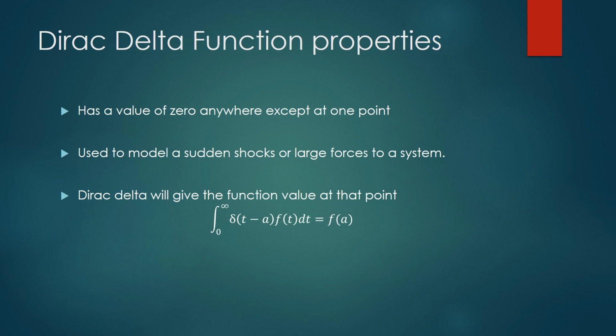Next, the Dirac delta function, when we use it with some function, will give the function value at that point. For example, if we take the integral of the Dirac delta times f(t), we get the value f(a).